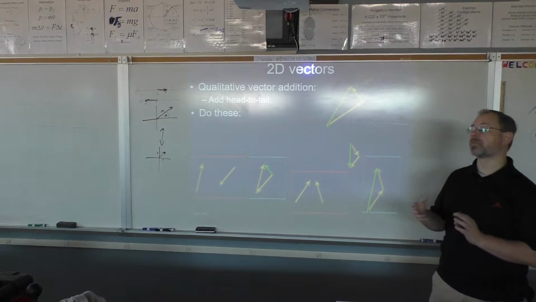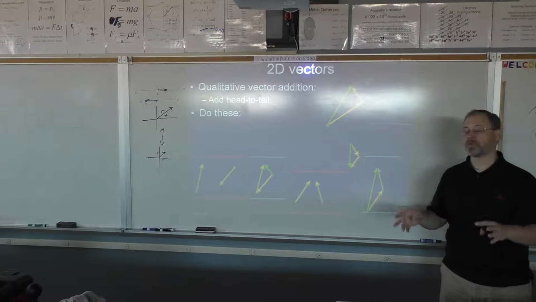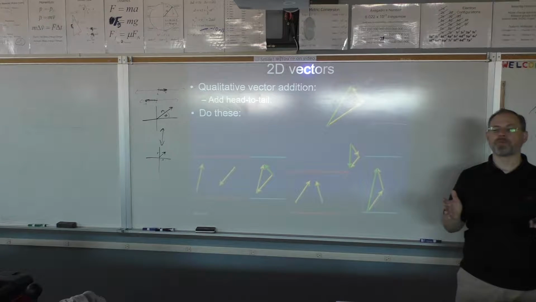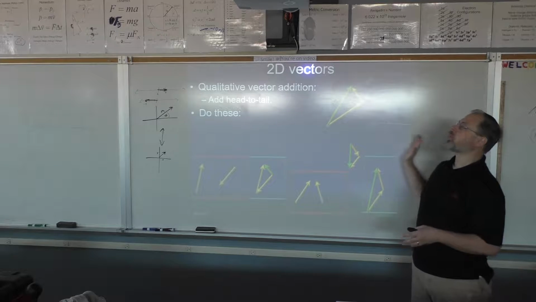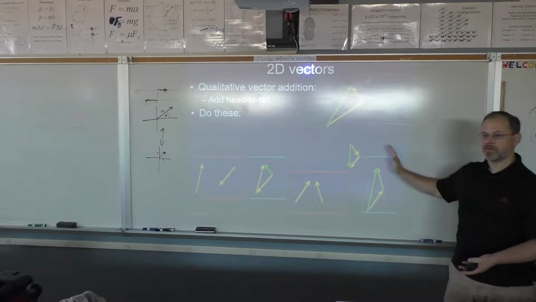Now that we've done graphical addition, we're going to break these things into their components, which are their x component and their y component, and add those together. And that's where the real value is. This is called quantitative addition. Do you know what qualitative means?